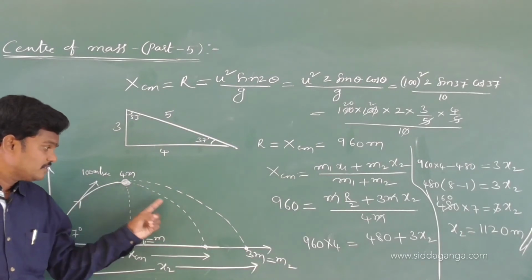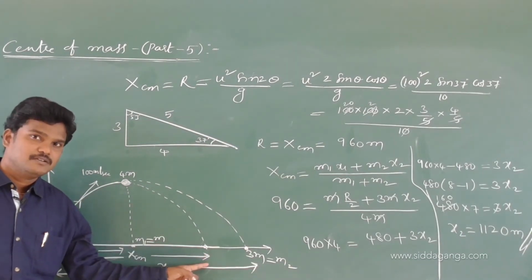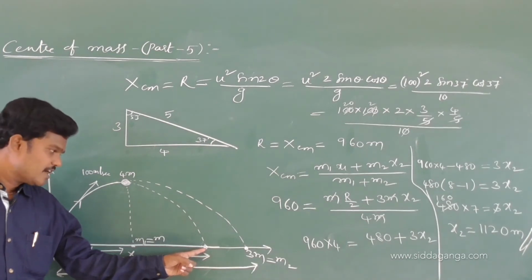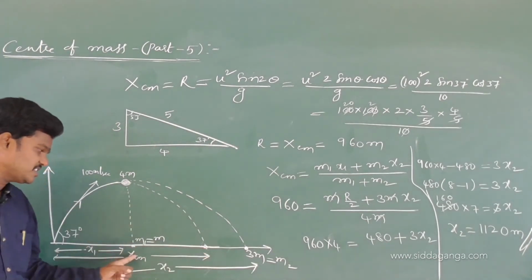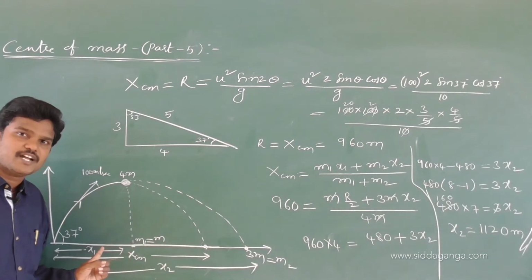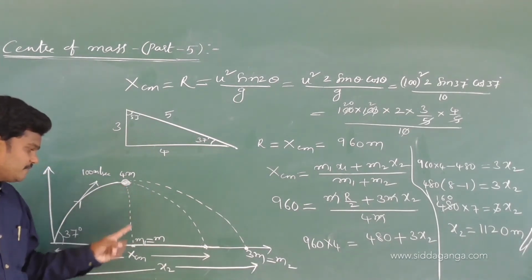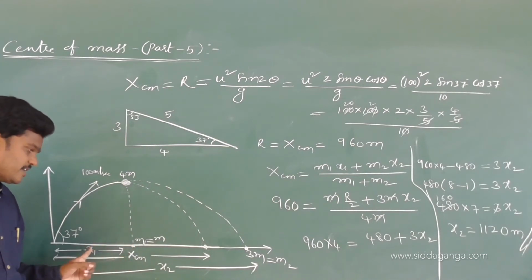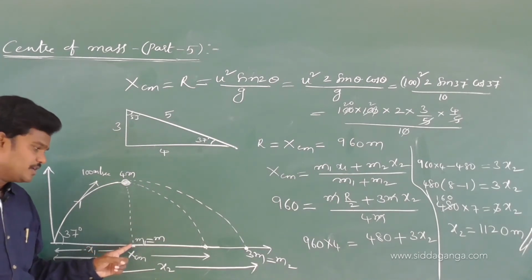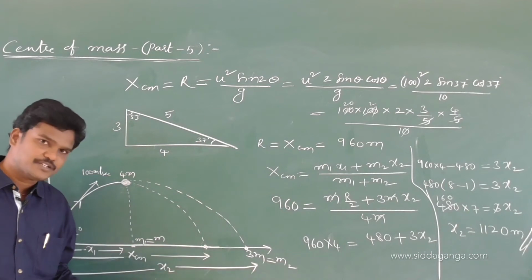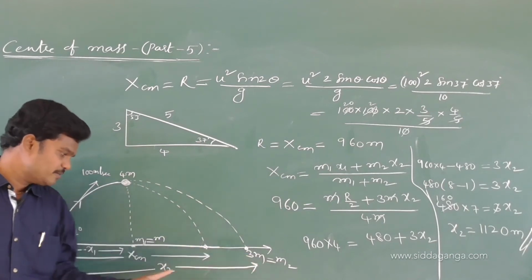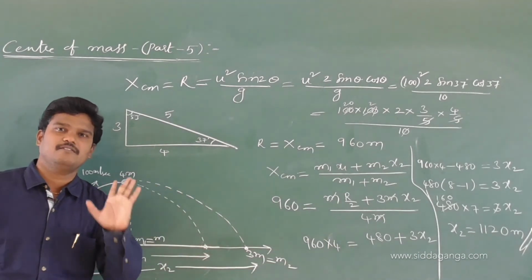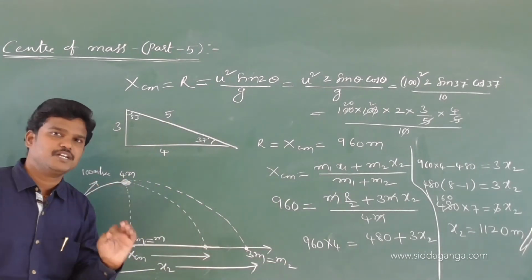So the center of mass will follow the original path, and this is the position of the center of mass of this projectile motion. Xcm is nothing but the range of the projectile, and m1 is at half of the range, x1 is r by 2, and m2 is at a distance of x2. The target is to find the x2 value, meaning where the second particle will land from the initial position.